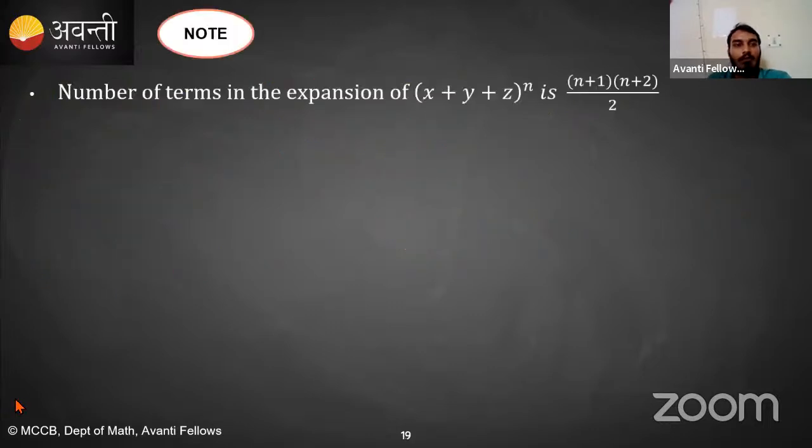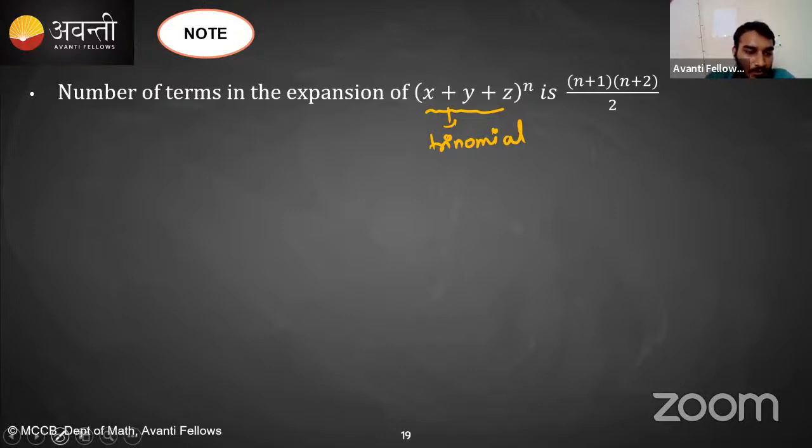So now, students, one more important note is that the number of terms in the expansion of x plus y plus z whole raised to the power n is n plus 1 into n plus 2 by 2. Number of terms in a binomial expansion is n plus 1. Number of terms in a trinomial expansion is n plus 1 into n plus 2 by 2. Don't worry, I will give you the proof of it, but you have to remember it directly.